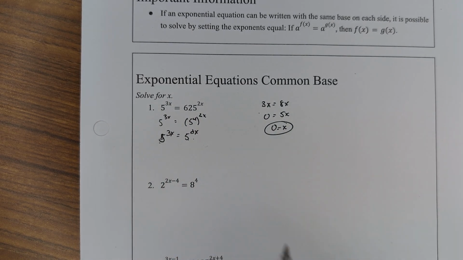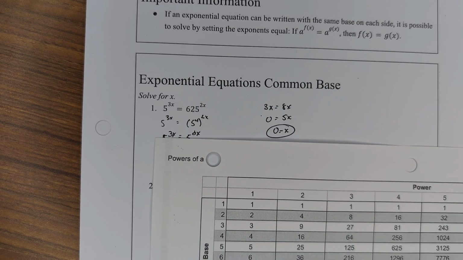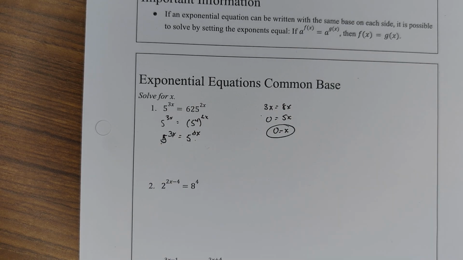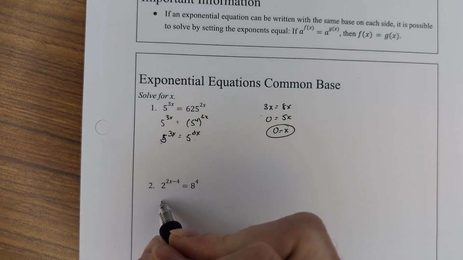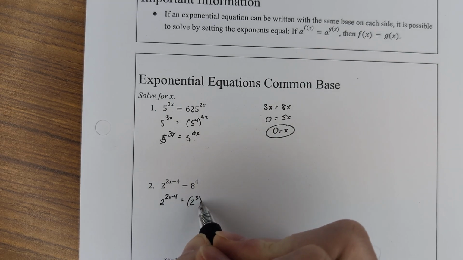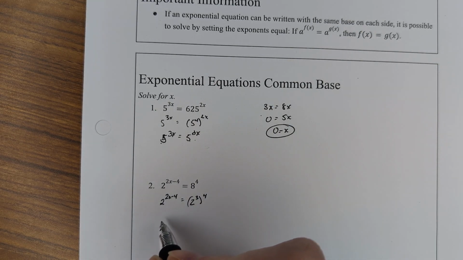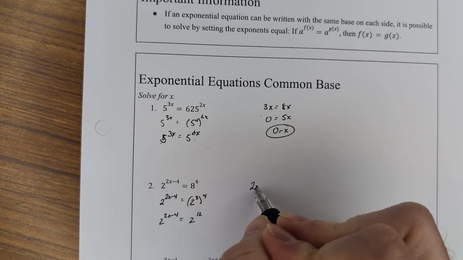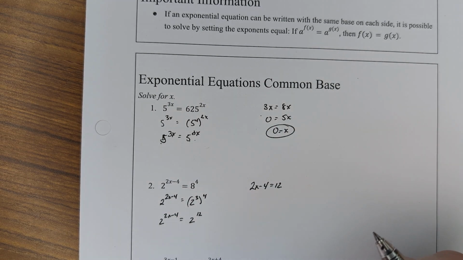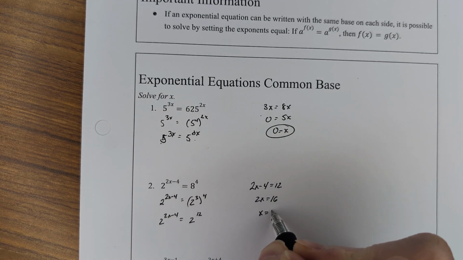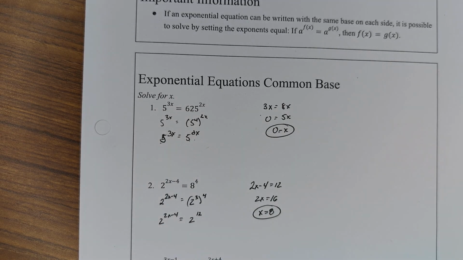All right, for this one, we need 8 as a power of 2. Go to our row for 2, read across: 8 is 2 to the third. So I can rewrite that. This 2 to the x minus 4, 8 becomes 2 cubed to the 4th. Use your exponent properties. That makes this 2 to the 12th. Once your bases are the same, we can set the exponents equal. Add the 4 across would give me 16. Divide by 2 would give me 8.